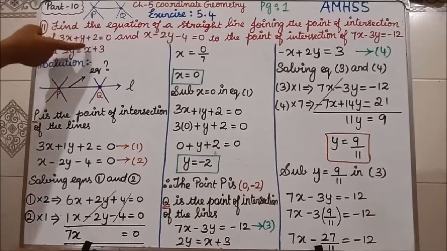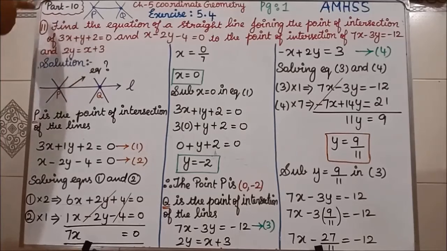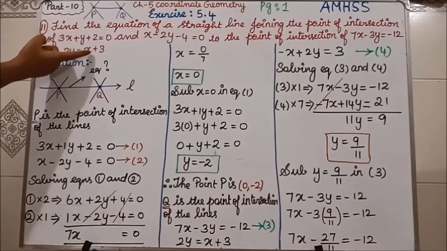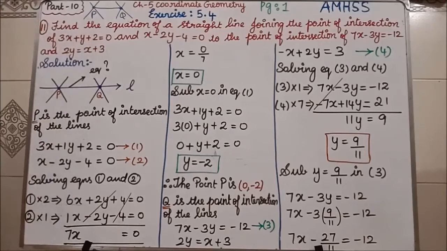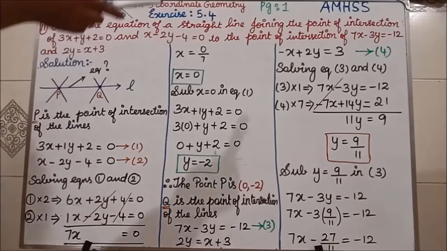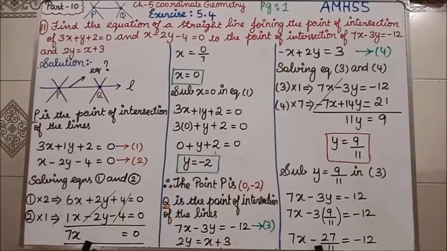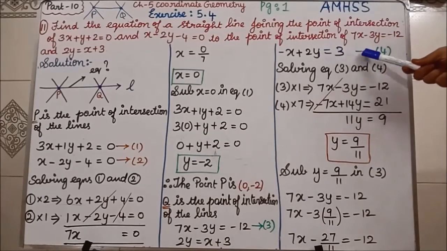So what we have to do? We have to bring this x to the left hand side. If we have plus x and it comes to the left hand side, it will become minus x. Isn't it? See there, equation 4: minus x plus 2y equal to 3. That is our equation 4. Clear? See here, minus x plus 2y equal to 3. This is our equation 4.